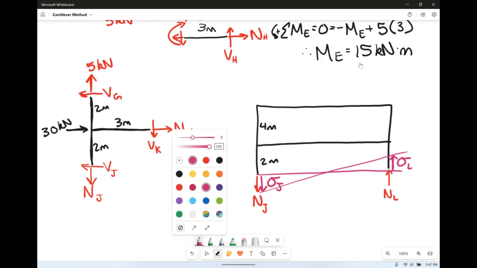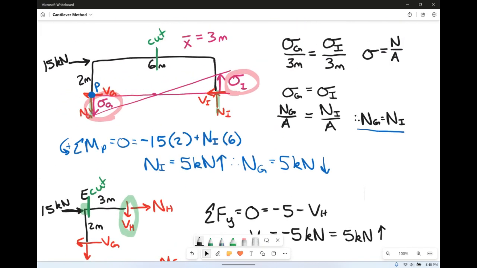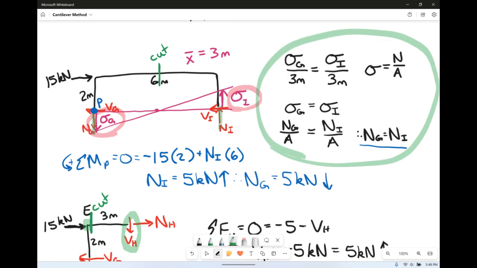Since it is the same area for both of those, we already found what's going to happen, right? If we just look back up at the top, what did we find? We found that since the cross-sectional areas are the same, the stresses are the same. Since the stresses are the same and the areas are the same, the normal forces are the same. So we're going to use the same logic that we did over here.